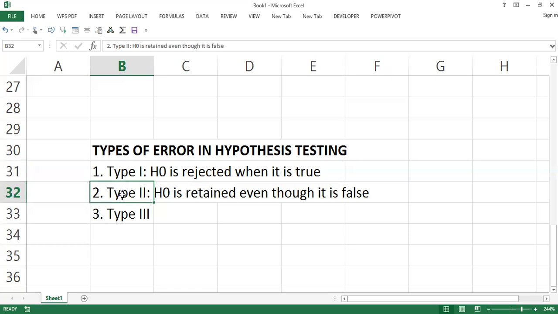Type 2 error is declaring that somebody is not guilty when indeed he is a criminal. He has committed the offense. In type 2 error, we are saying that the person is not guilty even though he is actually guilty. He committed the offense. Okay.